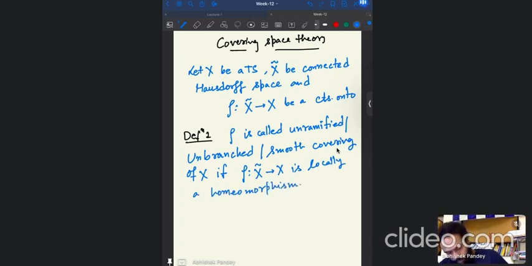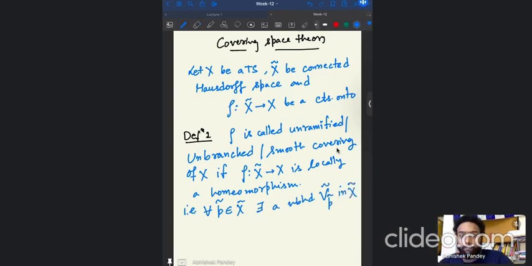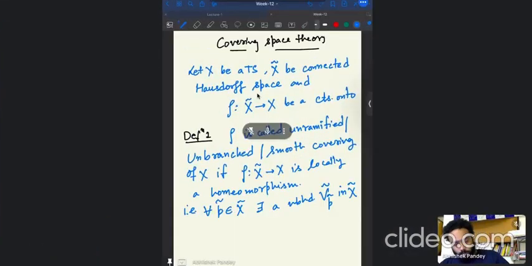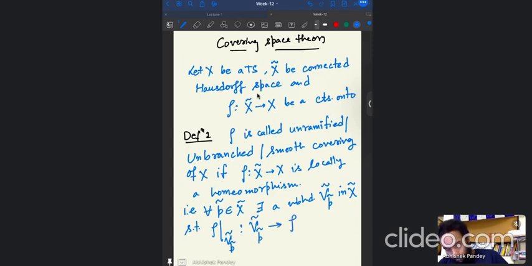Okay. What does it mean? That is, for every point P tilde belonging to X tilde, there exists a neighborhood in X tilde such that rho restricted to this neighborhood, rho tilde, is a homeomorphism.